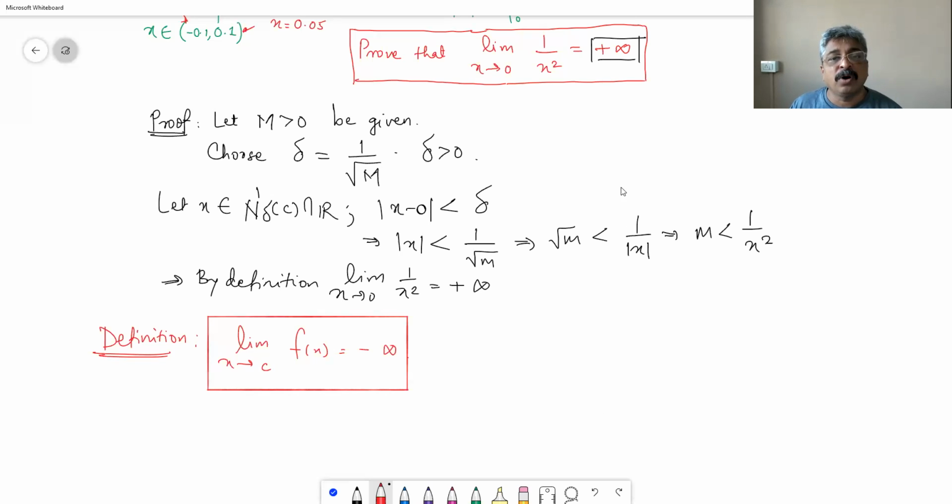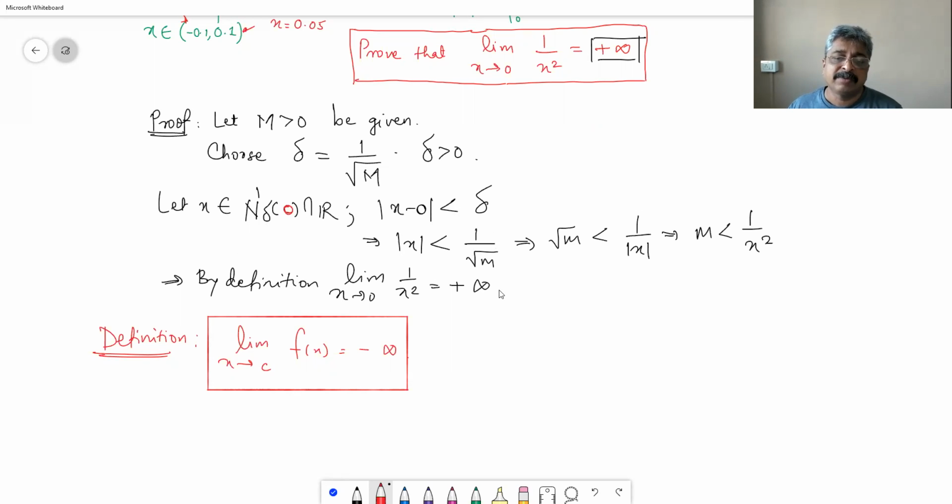This is the proof of this theorem: limit x tends to 0, 1 upon x square is equal to plus infinity. Let capital M be given, which is greater than 0, choose delta is equal to 1 upon root M. Delta is positive. So for every x belonging to the deleted delta neighborhood of 0, intersection real numbers, we have x minus 0 less than delta. This is the meaning of this statement.